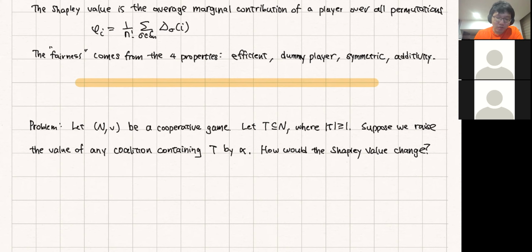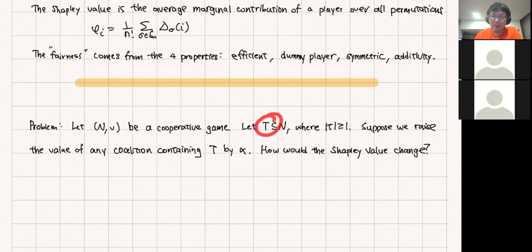We can think of this, for example, if T is just one player. Then anytime you have that player, the value goes up by alpha. So naturally you would think that the Shapley value of that player will go up by alpha as well, because it will just contribute alpha more each time it's in. And nothing else changes, nobody else has any different Shapley values. So that's what we would think if there is only one player in this.